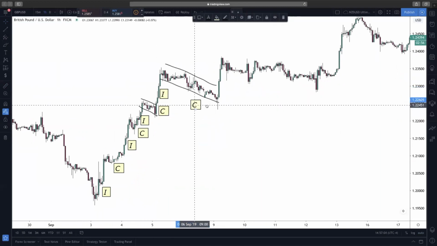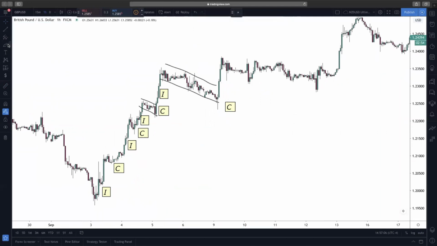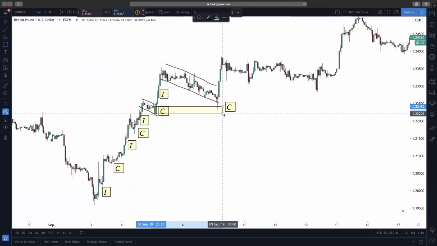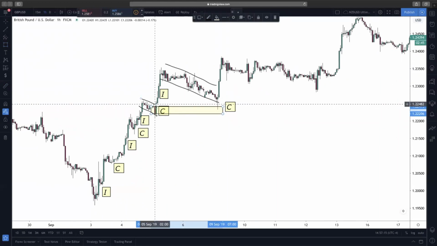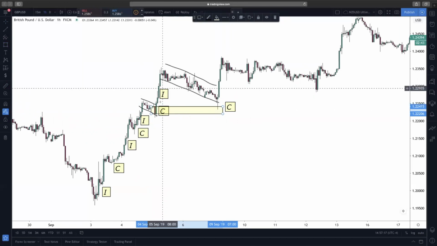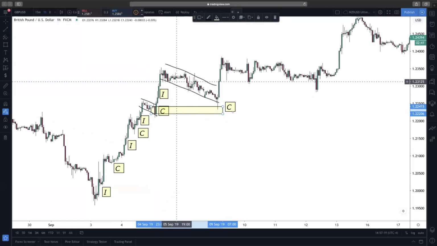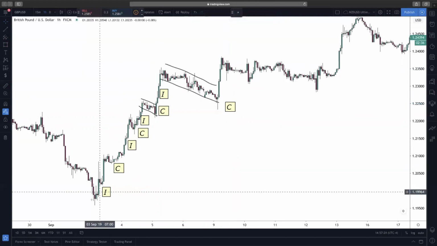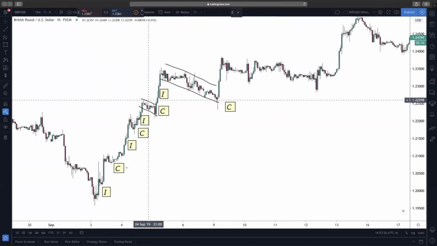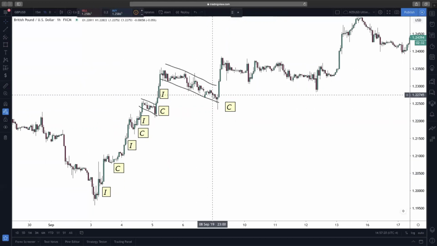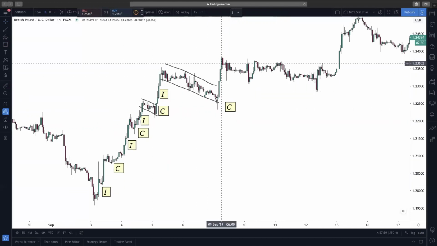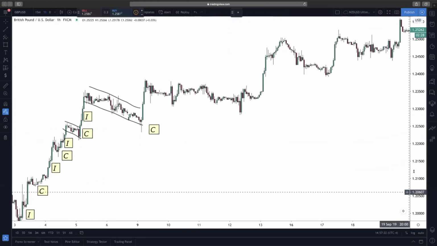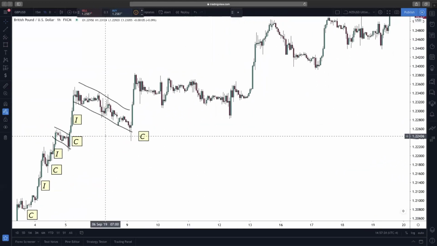So another instance of correction here, and it corrects to the previous structure where price initiated its impulse. Right here, see? And where price initiates its impulse is usually a good area to keep an eye for the next impulse once price is trending, okay? Now we're in an uptrend, and this just proves that we're going to continue that uptrend, okay?